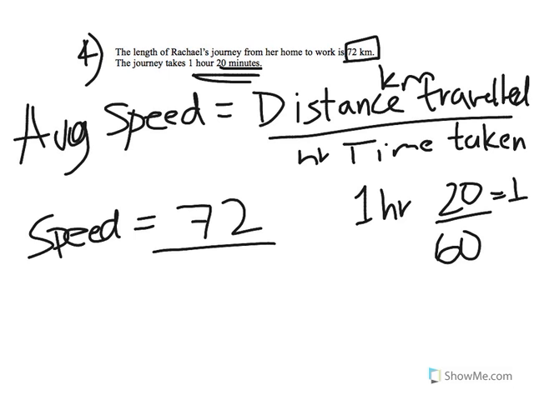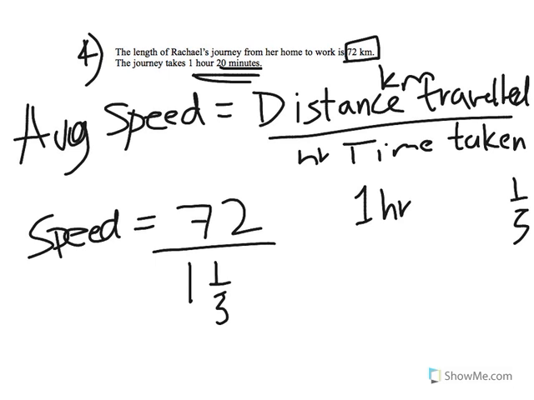And so that's just 1/3. That just simplifies to 1/3 if I divide both top and bottom by 20. Okay, so it's 1 and 1/3 hours. So you just divide 72 by 1/3, and what you're going to get is an average speed of 54 kilometers per hour.